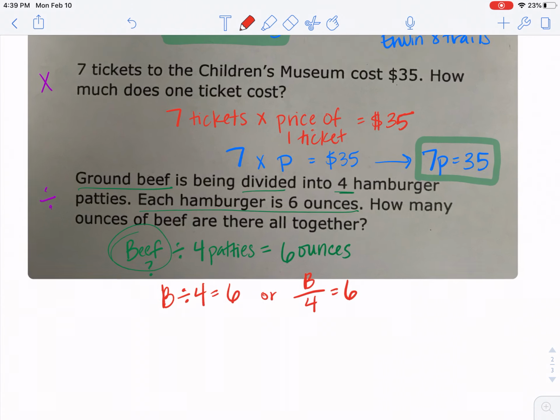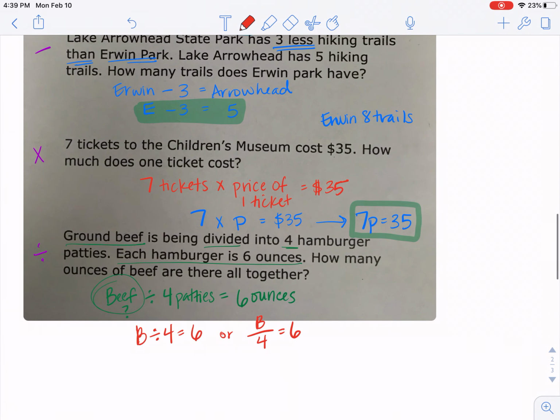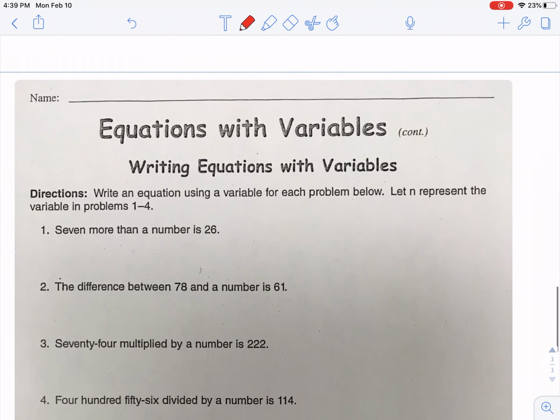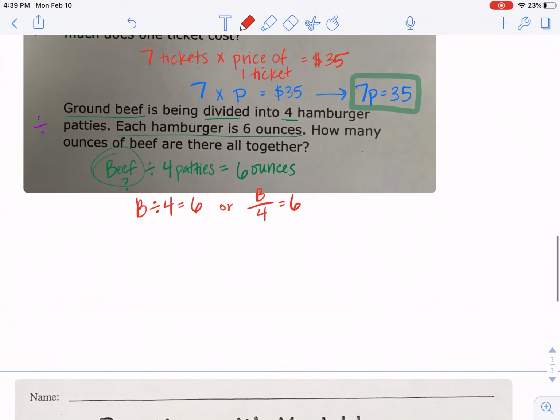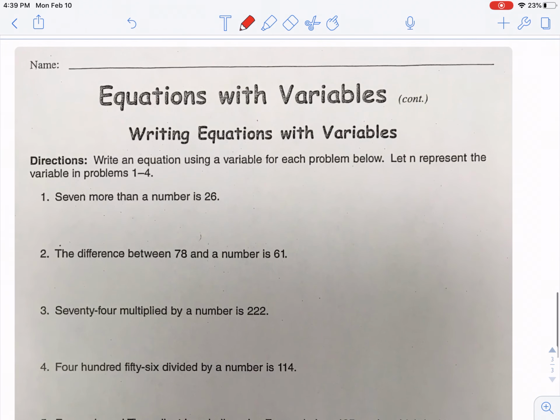So those are our notes. So you're going to glue those into your journal and add them to your table of contents. And then whenever you're ready and you're done gluing those in and adding them to your table of contents, you're going to start your practice problems here. Be sure to write your name up here.